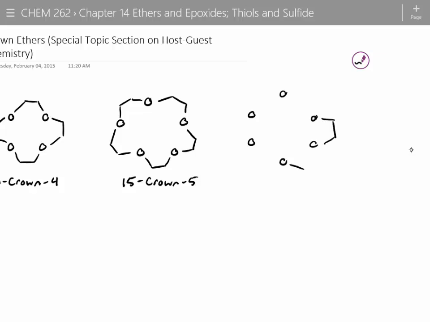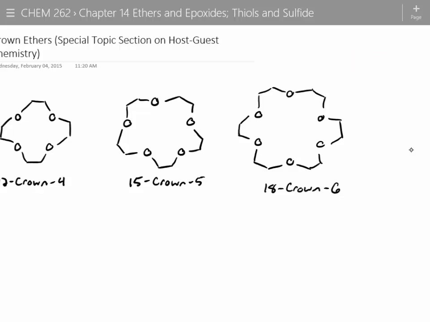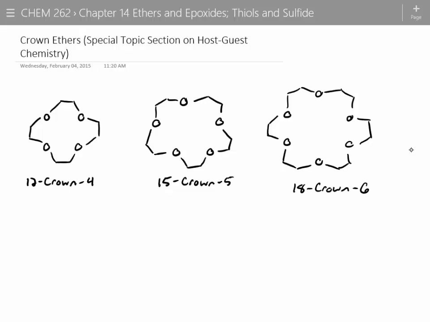Does anybody know what the name for this one would be? 18 crown 6. Yep, 18 crown 6. And the reason I wanted to introduce these is because they're very hot in chemistry right now. They're being studied quite a bit. Not these ethers in general, but the overall topic of host-guest chemistry.